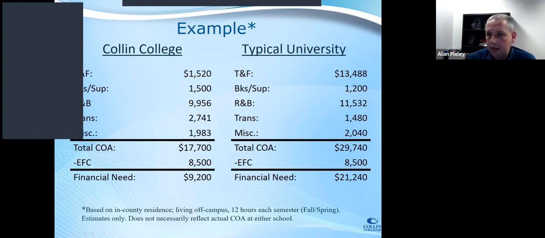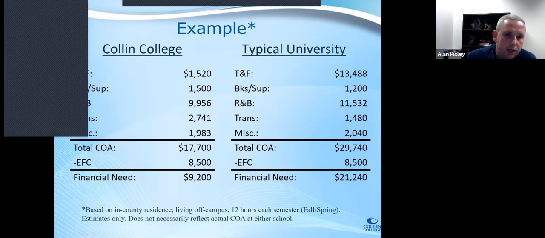So let's look at an example then that shows a cost of attendance at Collin College, a typical college, and a typical university here in the state of Texas. Again, these vary. Mainly, they vary based on the tuition and fee amount. So tuition and fees at Collin, if you live inside Collin County, might be $1,500 for a year to go full-time at our school. Books we estimate to be about $1,500 a semester, again depending on the number of credit hours that a student takes.